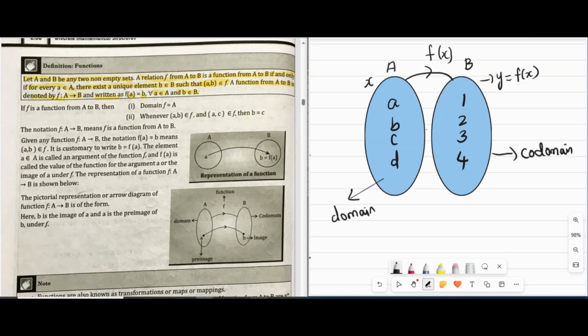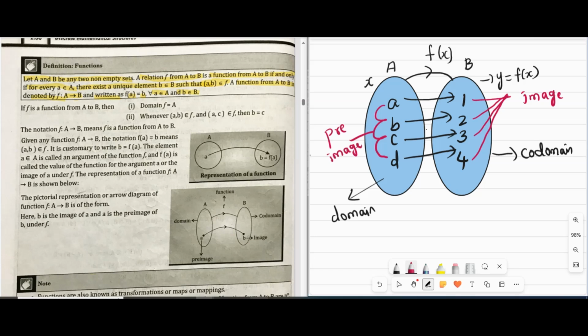Then the elements are mapped from A to B. The elements which are there in the codomain are called image. The elements which are there in the domain are called pre-image. So this you have to remember so that the definitions of one-one and onto will be easy for you to remember. Okay, then moving on to the next one.